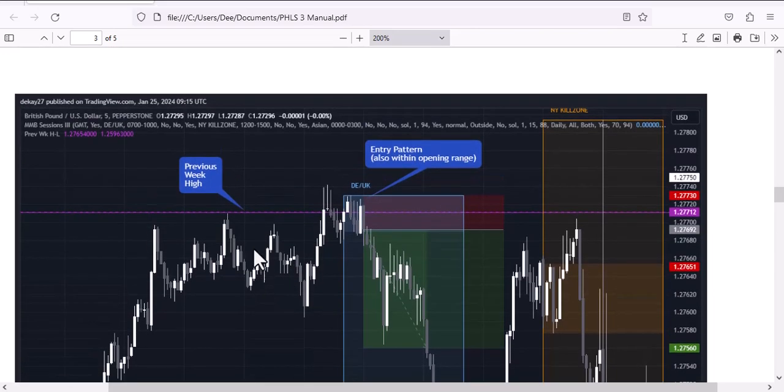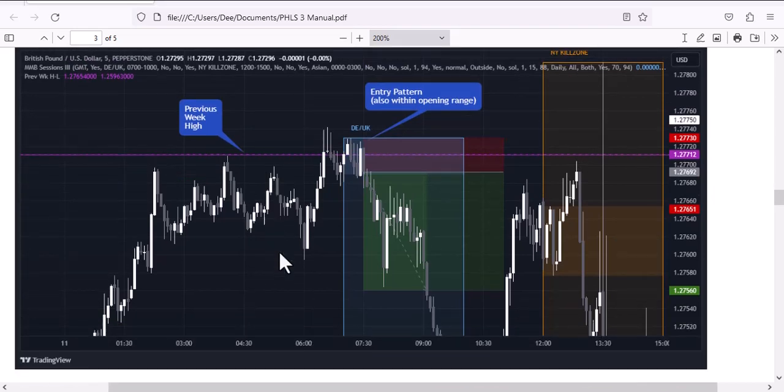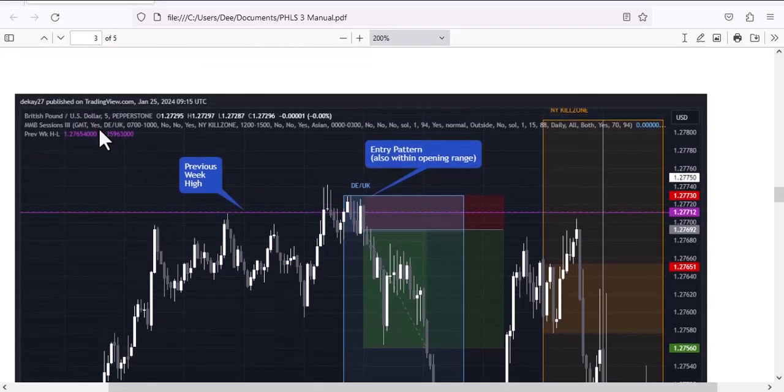Okay, so in this screenshot, we are seeing the pound USD on the 5 minutes just before the opening of the London session. We trade our London session between 7 to 10 a.m. So just before the open, price had broken this weekly level and then gave us this chart pattern.